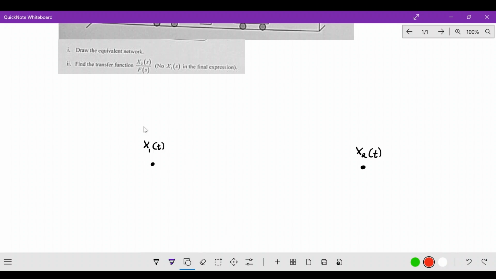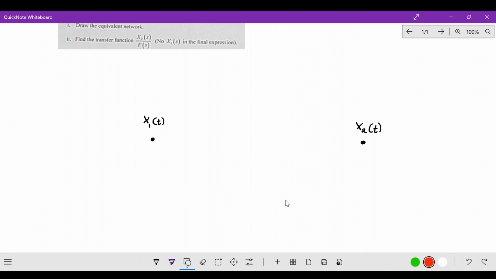So I'm going to draw a reference node here. This node here will be the reference node, right? So this reference is very important, always draw a reference. So that's a reference.